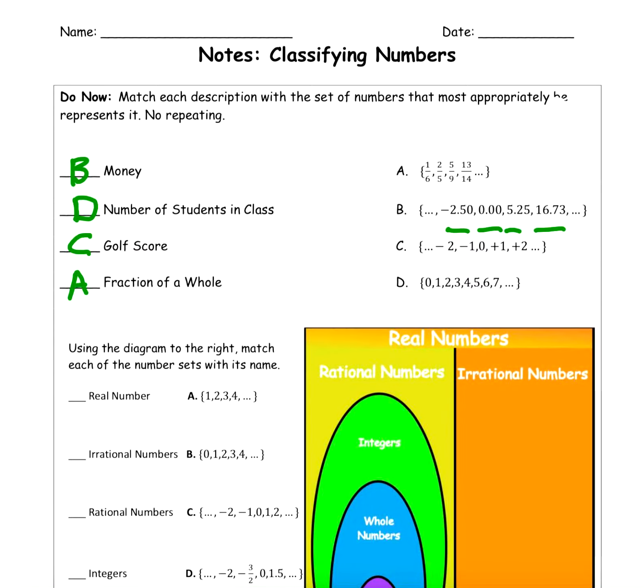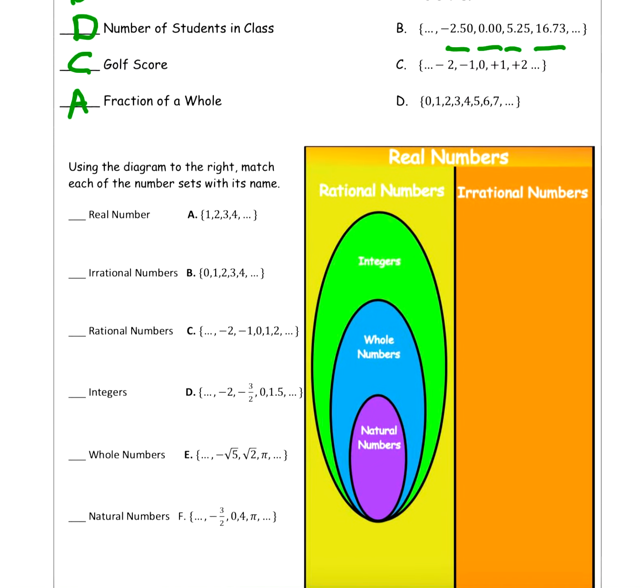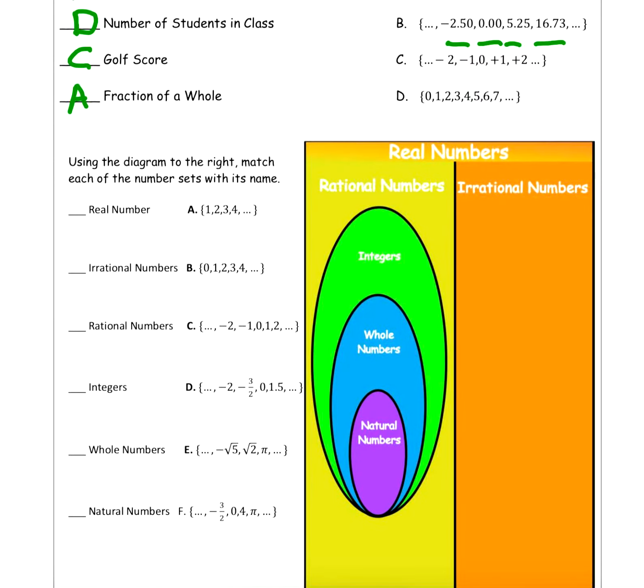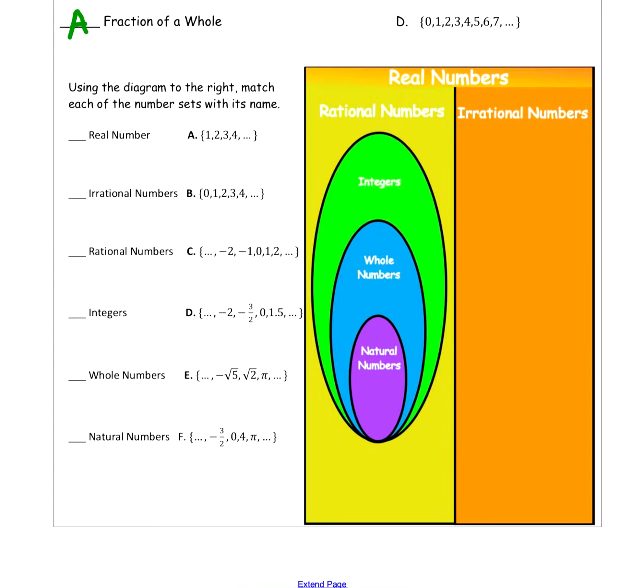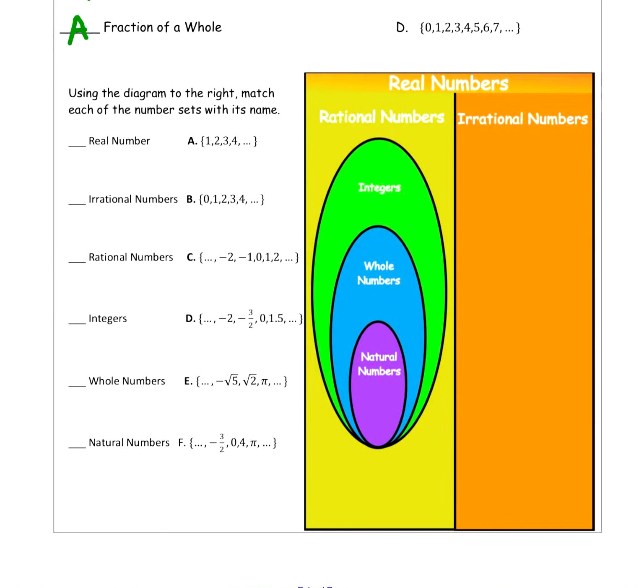And let's scroll to that bottom part. Using the diagram to the right, match each of the number sets with its name. So I'm going to look at the diagram, and I'm going to start with what appears to be the smallest set of numbers. If you look at the left, we have real numbers, and rational numbers is on the left. And then we have integers are the larger circle. Then whole numbers are the next smallest circle. And then the smallest circle is natural numbers. And notice all of natural numbers is inside of whole numbers. So natural numbers is going to be the smallest number set we have here.